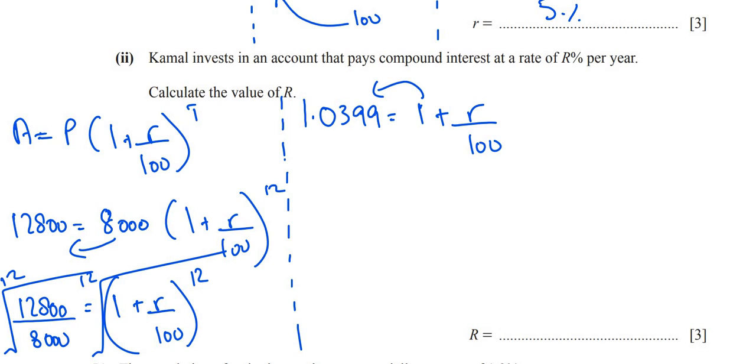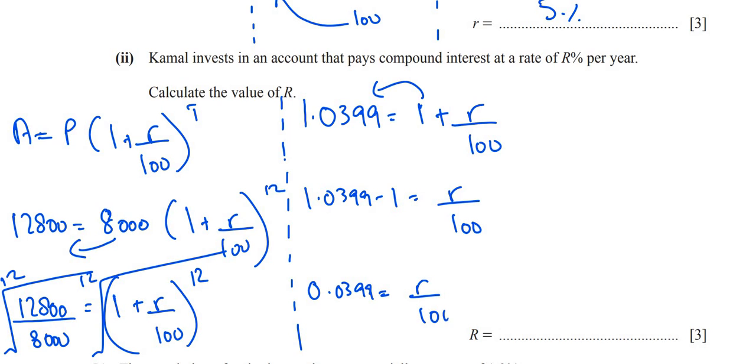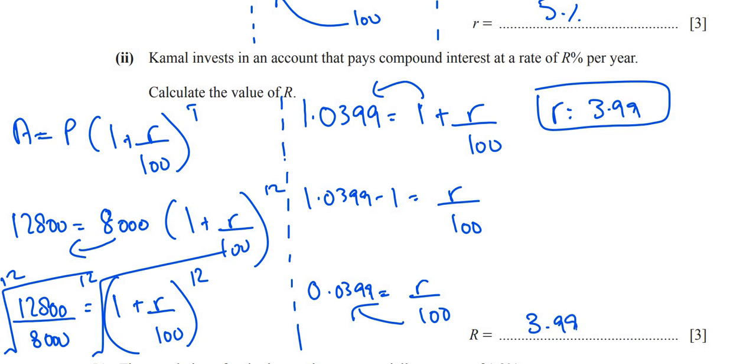This 1 will go over there and we will subtract. So 1.0399 minus 1 is equal to R upon 100. This becomes 0.0399 is equal to R upon 100. 100 will go up there and multiply. So R is equal to 3.99. So the answer is 3.99.